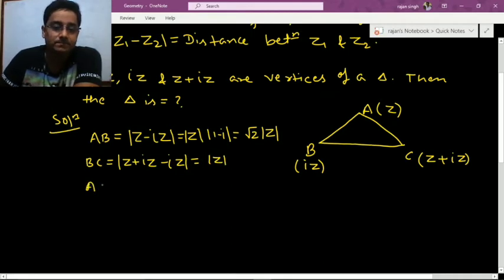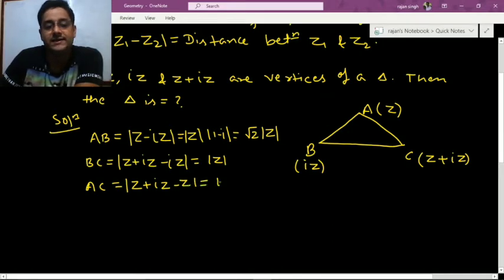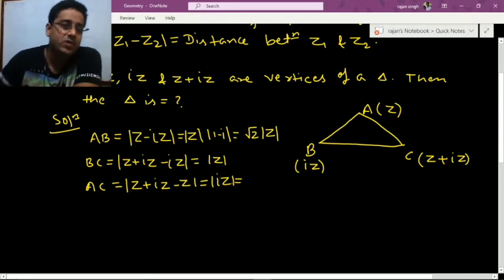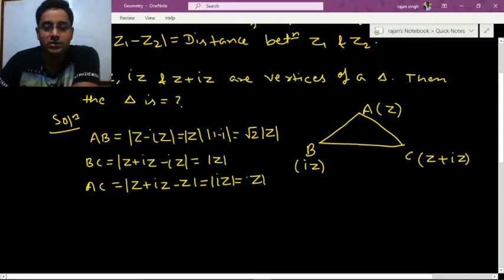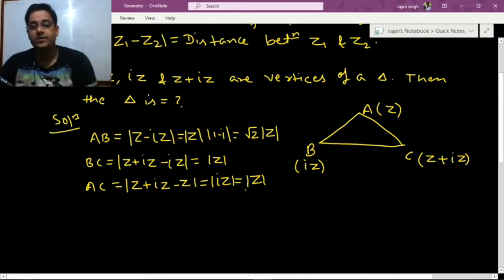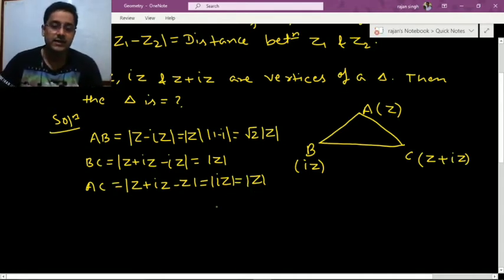Similarly, for AC, the length of the sides we are finding: z plus iz minus z. The z cancels, it's only iz. Iota is simply 1; when you find the modulus of iota, it gives simply 1. So you will see only mod z coming. It means the three sides of the triangle are mod z, mod z and root 2 mod z.